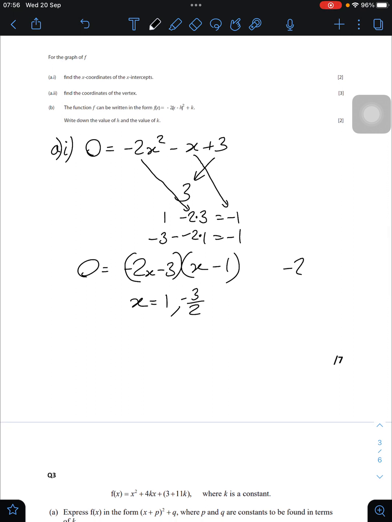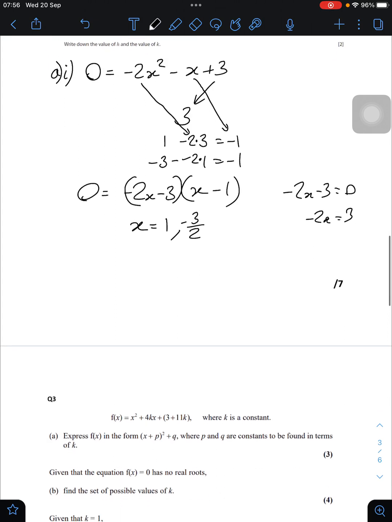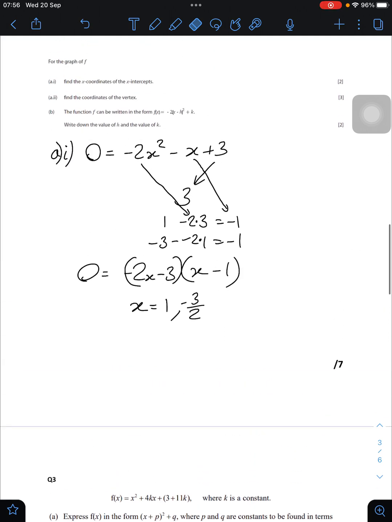Because if we set minus 2x minus 3 equal to 0, take the 3 to the other side, equals 3. And so therefore x equals minus 3 over 2. Good not to skip steps. So those are our two values for x, and those will be our intercept points.